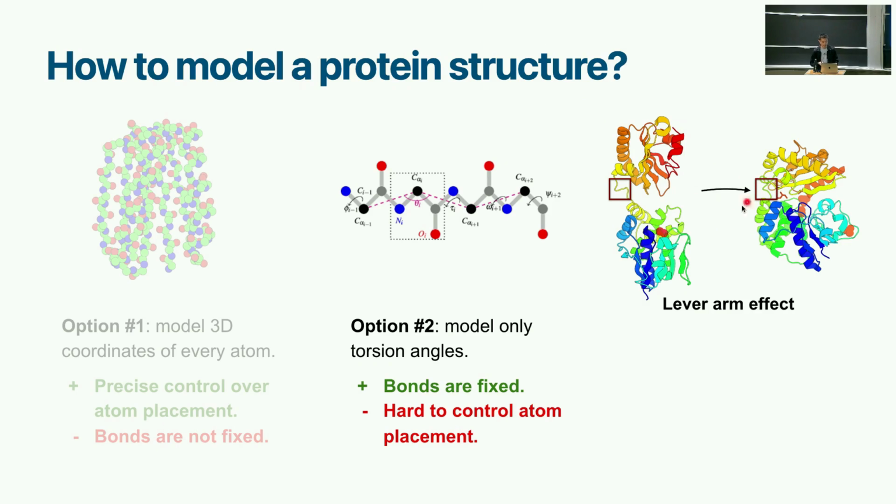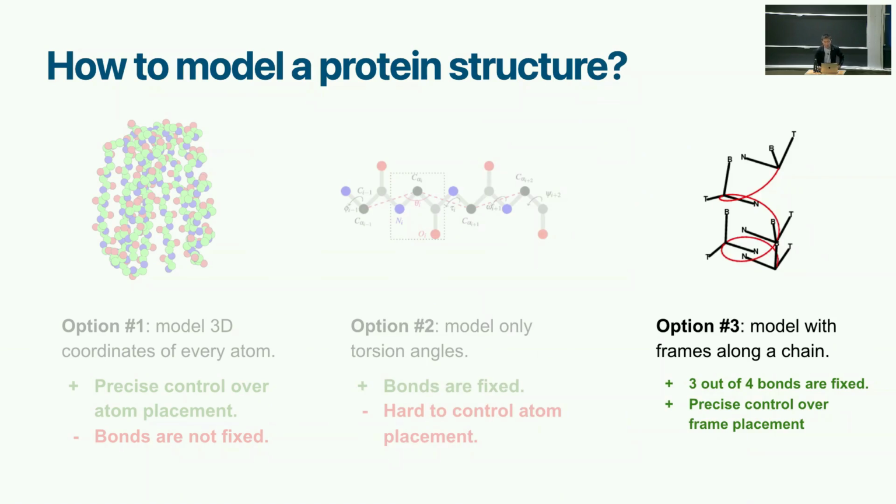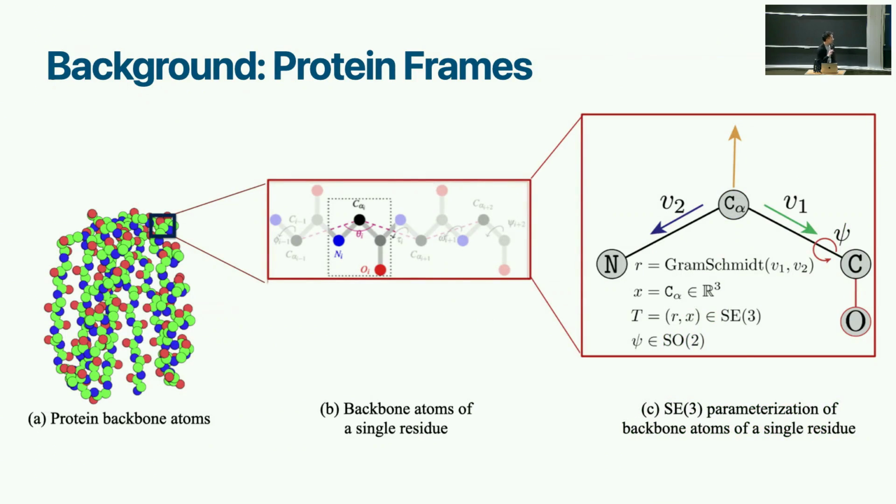And so because of this, you are respecting the geometry by keeping the bonds fixed, but it's kind of harder to control the atom placements. So one thing that we developed, something in the middle between both of these, is to model frames along a chain. I'll go into this in a little more detail, but this is the best of both worlds, where you have most of the bonds fixed, while you also have precise control over where the frames go.